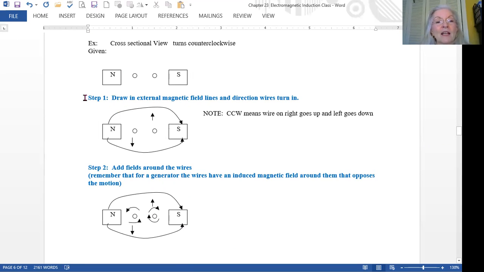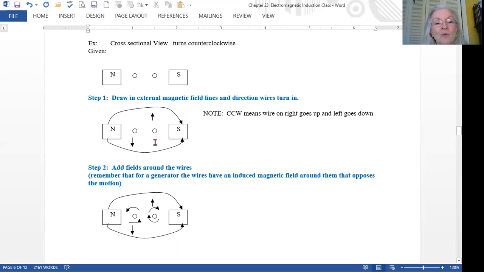So first thing, draw in those external magnetic field lines. They always go from north to south. So that's what I've done. I've drawn them going from north to south. And we were told that we're going to turn this counterclockwise. That means that the wire on the right-hand side is going to move up. That's what this little arrow is about, and the wire on the left-hand side is going to come down.